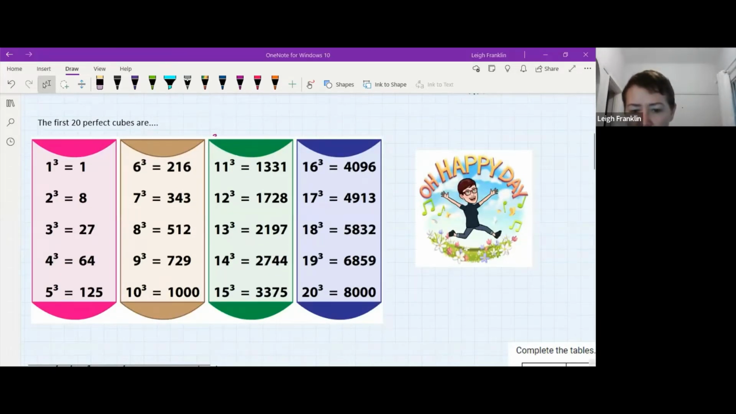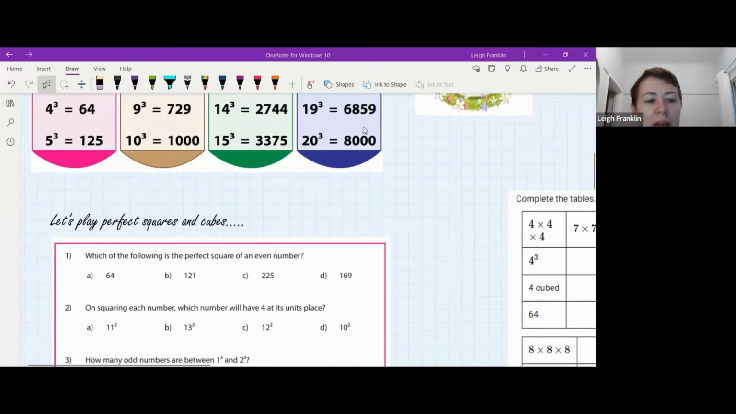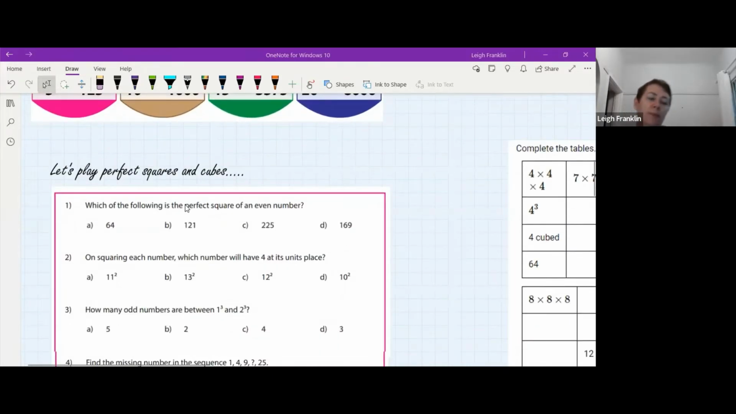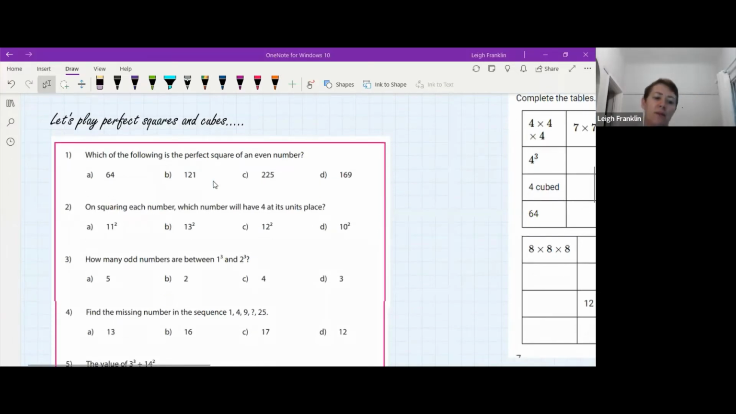So I have found a really cool worksheet. Oh, I think it's a really cool worksheet. And that's what I want us to do now. So we're going to practice our squares and our cubes together. If we have a look here, there are going to be 10 questions and each of them has 4 possible answers. You need to read the question and then work out what the answer is, right?